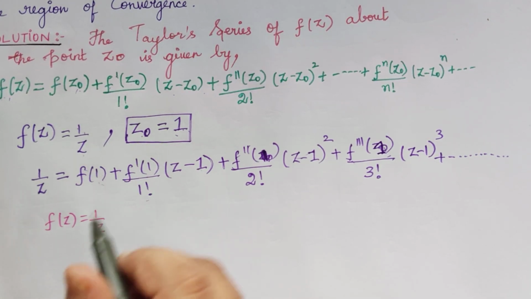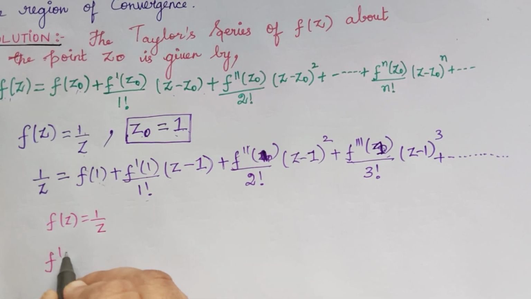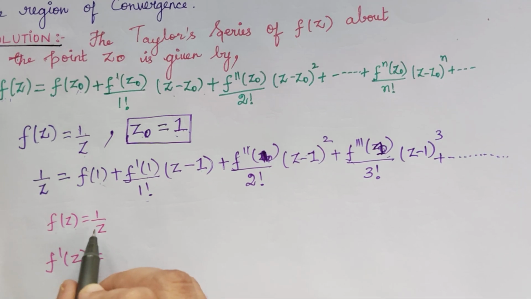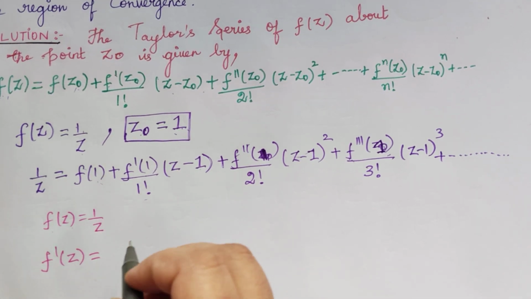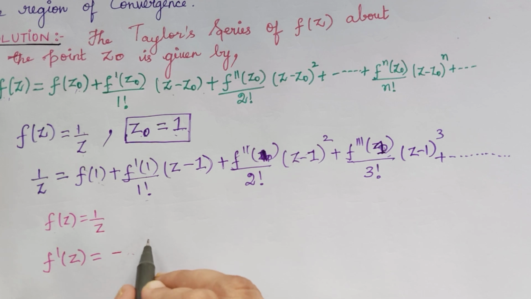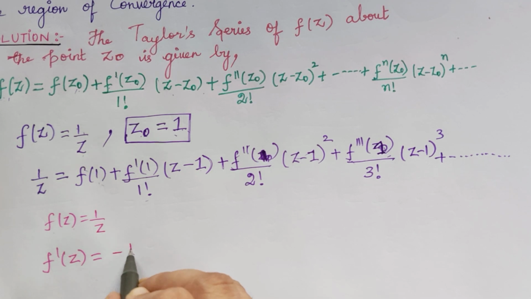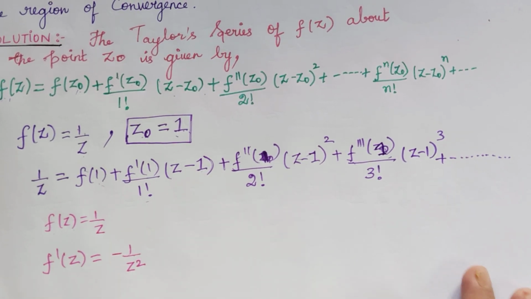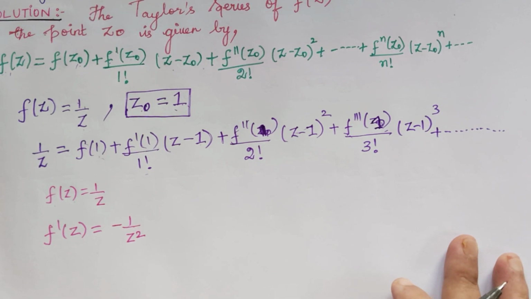We need f dash of z first. So f dash of z is the differentiation of f of z with respect to z. So what is the differentiation of 1 by z? We know that z has to be raised to the power minus 1. So it will be minus z to the power minus 2, which can be written as minus 1 by z square. And obviously we know that the differentiation of 1 by z is minus 1 by z square.